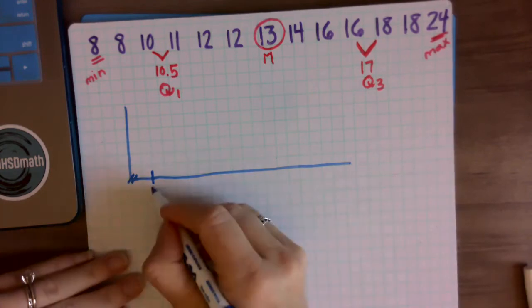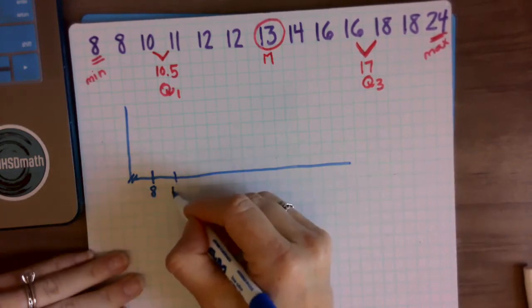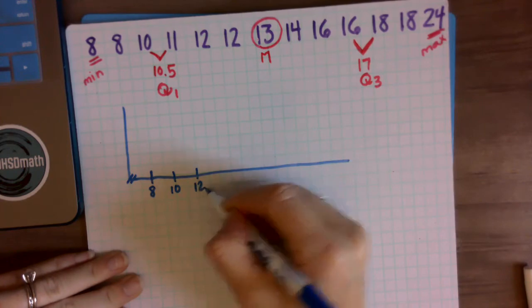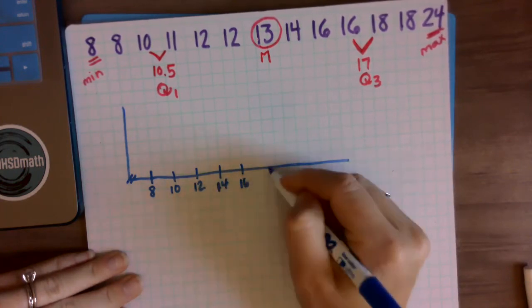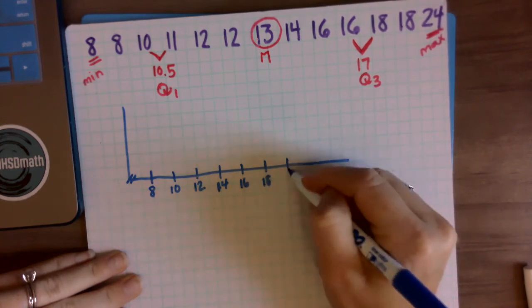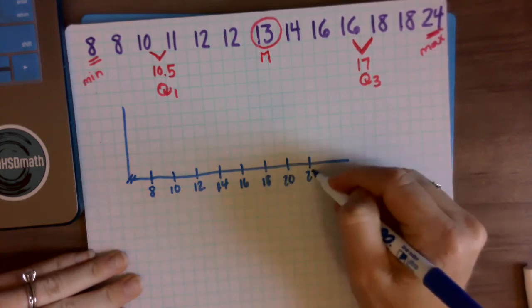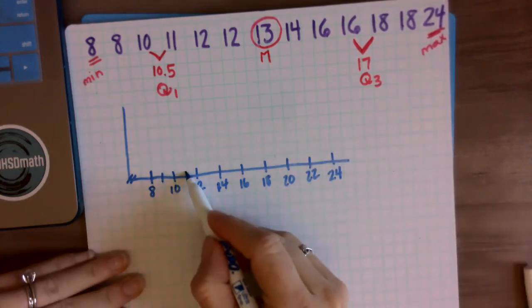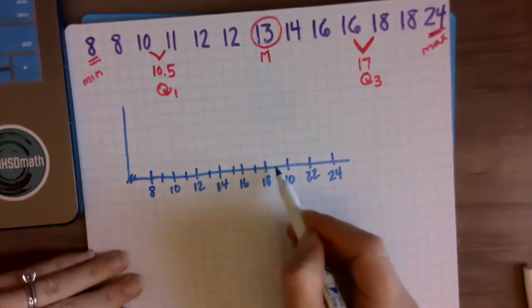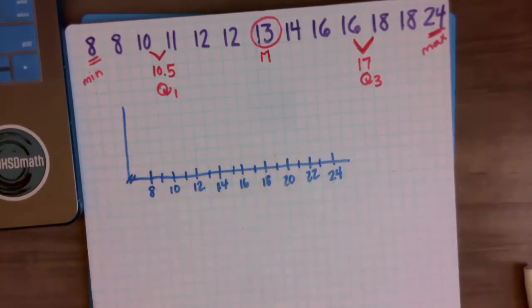So I'm going to go 8 and then 10 and then 12, 14, 16, 18, 20, 22, and last but not least, 24. These middle values will obviously be those middle values. But I'm going to leave those out so that it doesn't look too overwhelming.